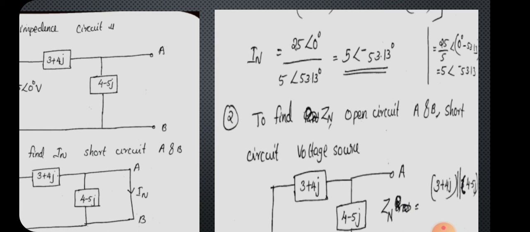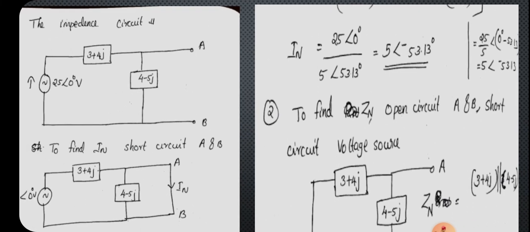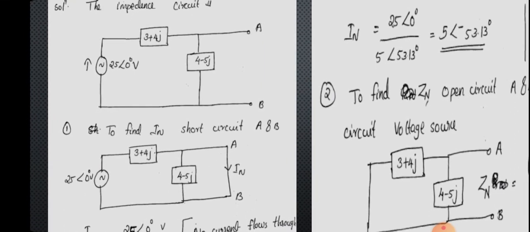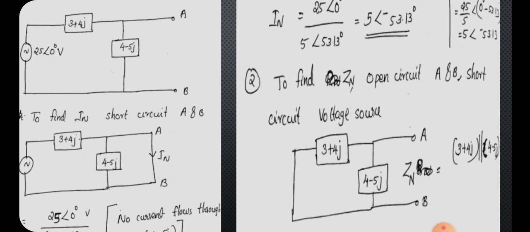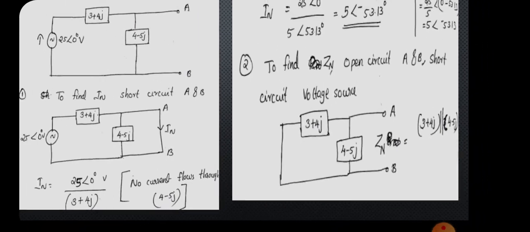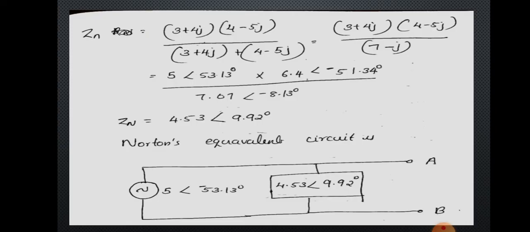Next we have to find out Zn, and for finding out Zn we have to open circuit the terminals A and B, and also we have to replace the voltage sources by short circuit and current sources by open circuit. So we got the circuit diagram like this. So in this circuit 3 plus j4 and 4 minus j5 are in parallel. So Zn will be equal to (3 plus j4) into (4 minus j5) divided by (3 plus j4) plus (4 minus j5). We can solve that by using a calculator, or you can simply do it yourself, and you will get the value of Zn as 4.53 angle 9.92 degree.